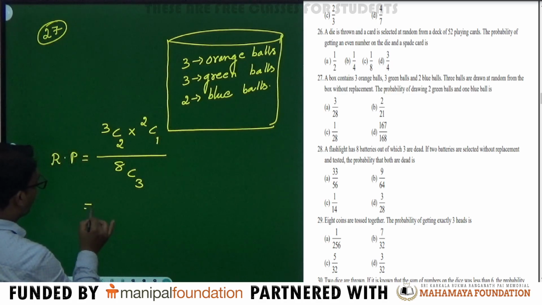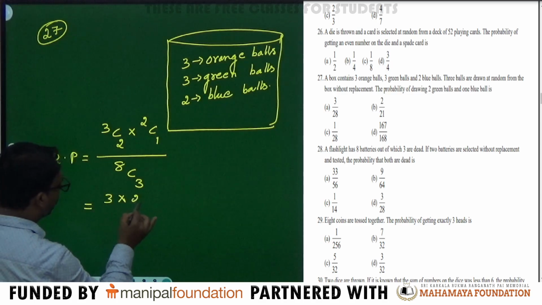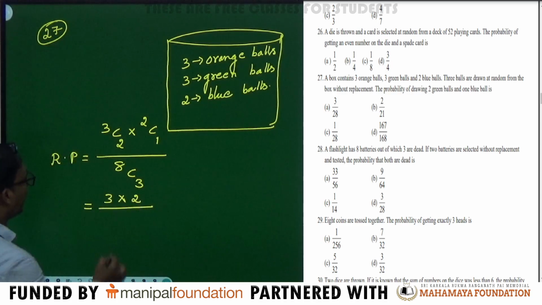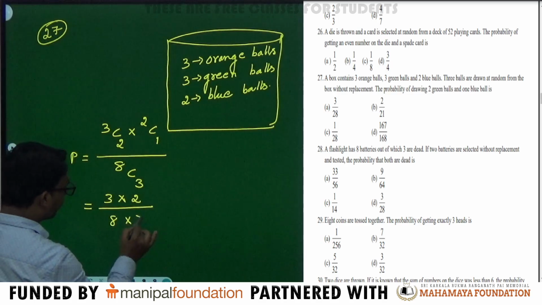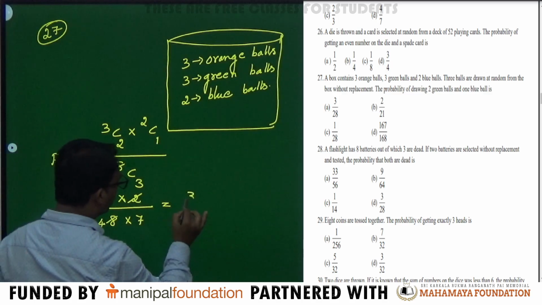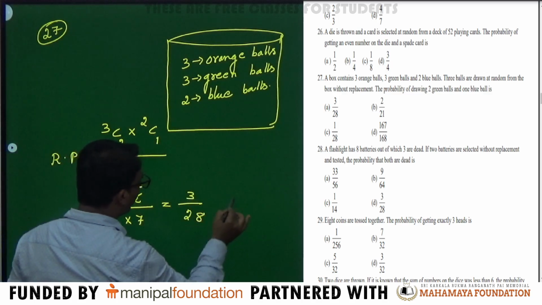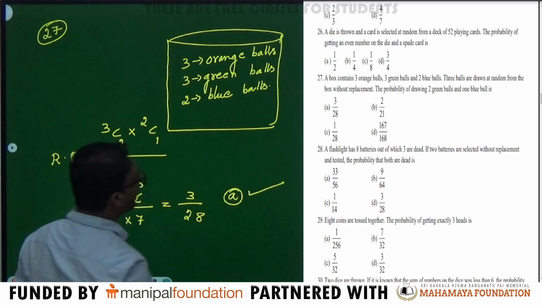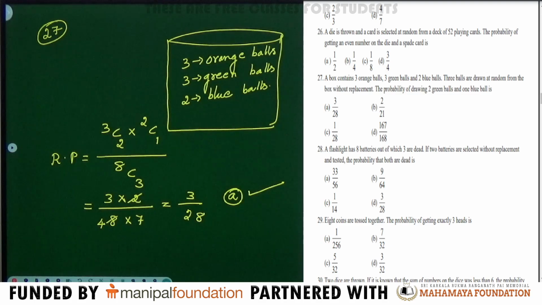So 3C2, which is 3, into 2C1, which is 2, upon 8C3, which is 8 into 7. We get 2 ones are 2, 4 twos are 8, which is equal to 3 by 28. Therefore, the correct answer is option A. For question number 27, the correct answer is option A.